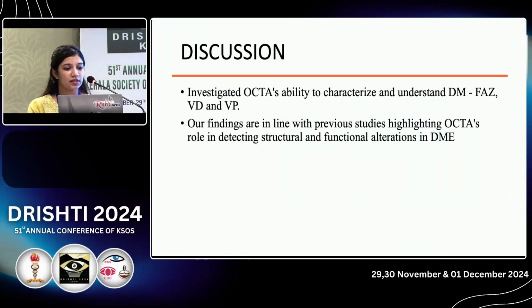Moving on to the discussion. Our study investigated OCTA's ability to characterize and understand DME across parameters such as foveal avascular zone, vessel density, and vascular perfusion. Our findings are in line with previous studies highlighting OCTA's role in detecting structural and functional alterations in DME.